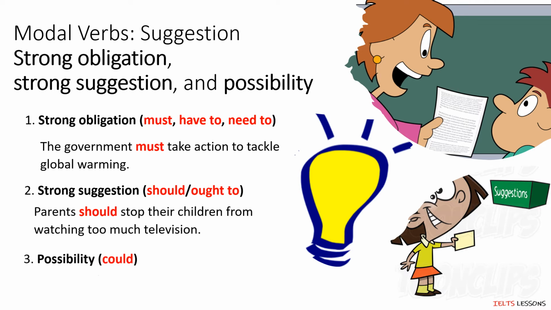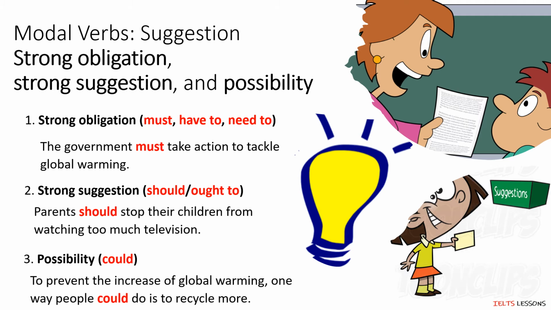Finally, we have the possibility, which we can use could. The example sentence here is to prevent the increase of global warming, one way people could do is to recycle more. Okay, so again, these modal verbs here are used to discuss a problem and suggest some solutions.